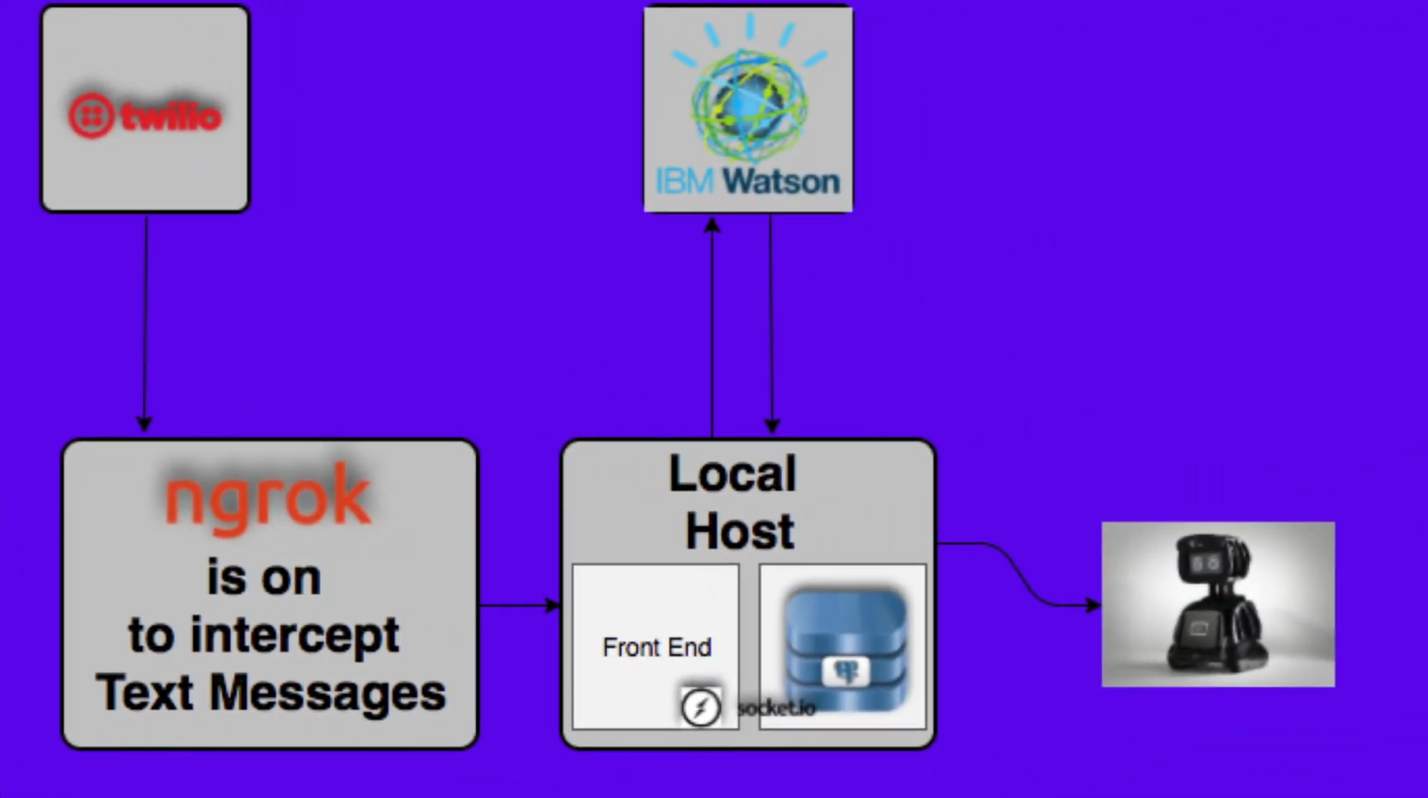Here's how Misty talks. The user sends a text to the Twilio number. ngrok then receives this text by intercepting it through a webhook. The local host then receives this data. Watson then processes the text, sends it back to the local server. Then the local server will send it to Misty as an audio file, and then Misty will finally play this audio file. And that's how Misty talks.